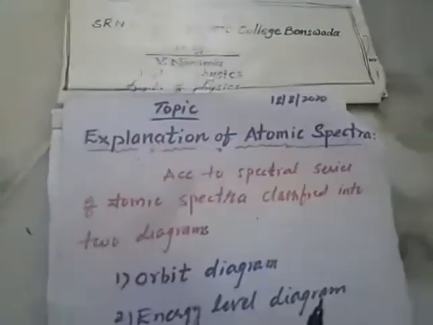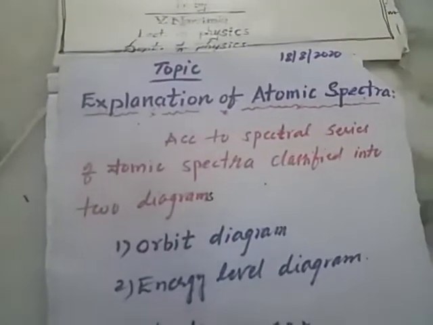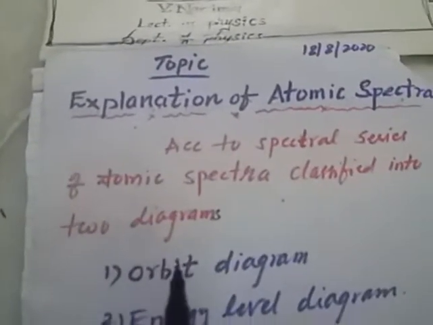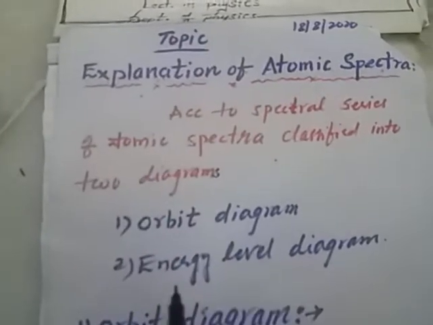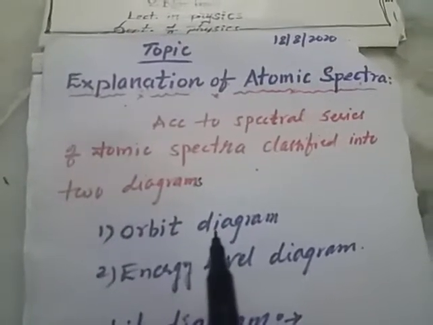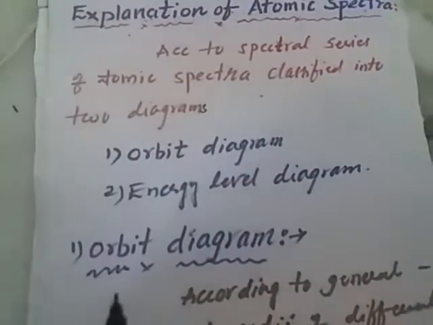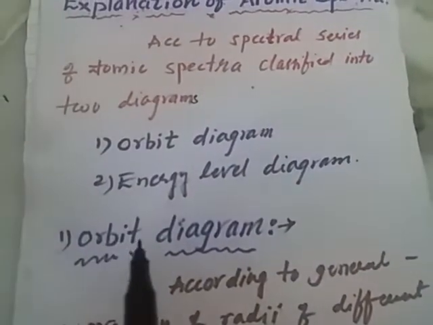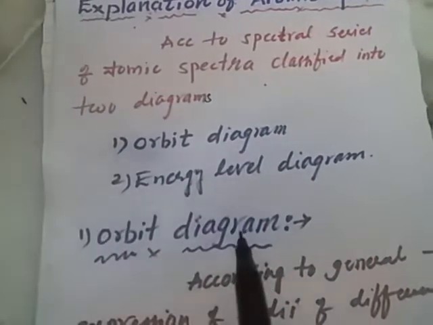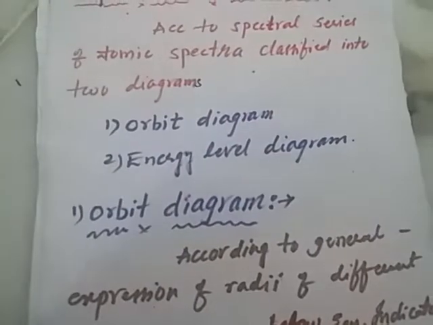The spectral series can be classified into two diagrams. One is the orbital diagram and the second is the energy level diagram. These two diagrams are used to represent the spectral series of an atom. Now, one by one we will discuss. Let us take the first, the orbit diagram. What does the orbit diagram indicate?